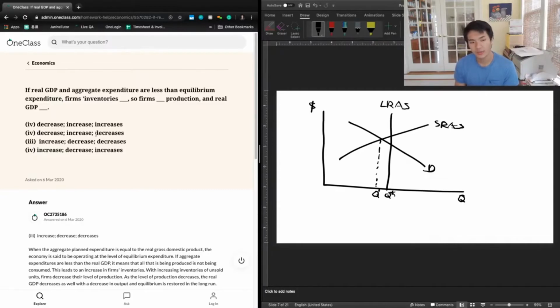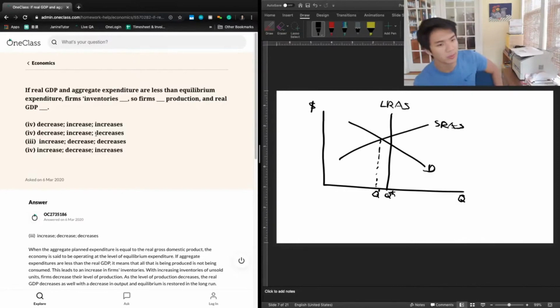So if inventories have gone up, that means that firms no longer have a need for production at a high level because they have leftover inventory that they can still sell from previous production cycles. And so the current production that firms go through might decrease as well. So we have firms are going to increase their inventories and decrease their production. Okay, so we haven't eliminated anything else yet. Both 3 and 4 still say decrease for production.